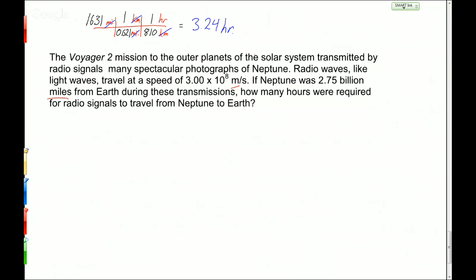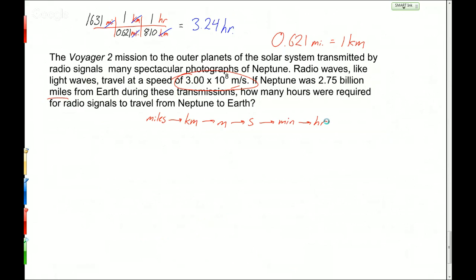So if we're planning this out, we're going to say, all right, we start with this 2.75 billion miles. That's how far it is away. We can convert that to kilometers using that same factor we used before, 0.621 miles equals 1 kilometer. Then we can get to meters because we know that conversion. And then we can use the speed to go from meters to seconds. So we can think of that number as that many meters equals 1 second. Then once we've got seconds, we can get minutes, and we can get hours.